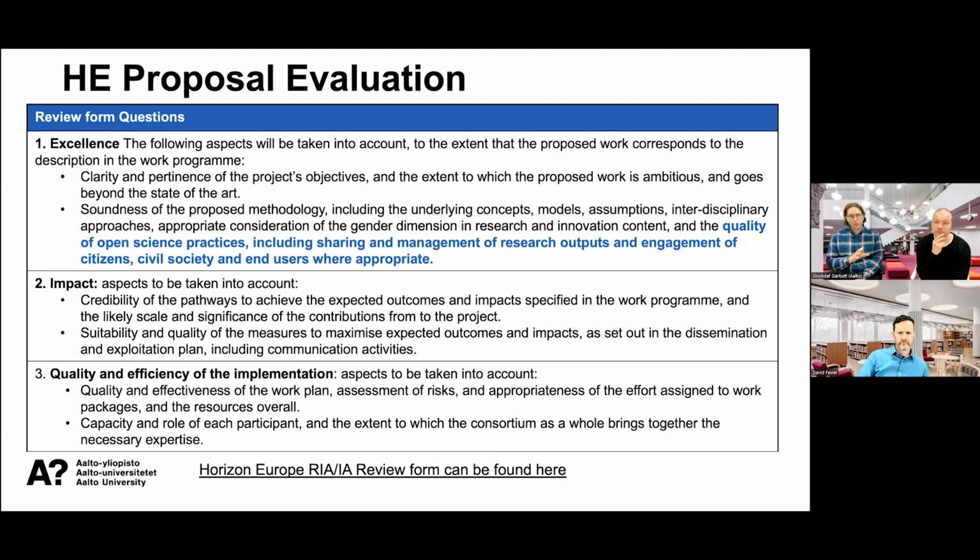That's why, if we look at the review form, the primary place that open science is evaluated is in Section 1, excellence. These proposals are broken into 3 pieces: excellence, impact, and quality and efficiency of implementation. Each of these sections has its own aspects to be taken into account. These are the questions that reviewers are told to take into account from the review form. Each section also has a score from 1 to 5, and there will be a threshold score for each section. Typically, if a proposal scores below, for instance, 3 in any given section, it's not eligible for funding.